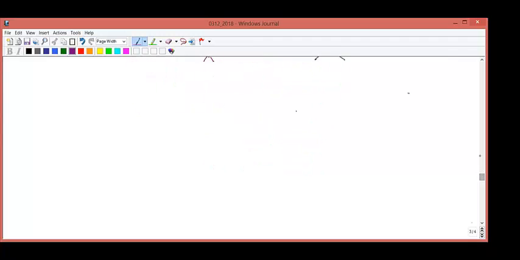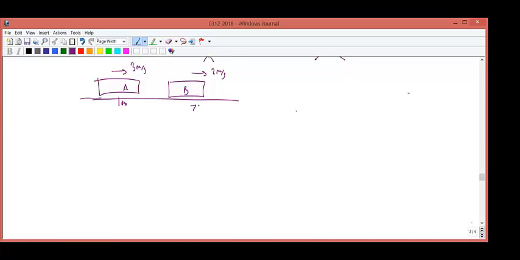We have a system with two wagons, wagon A and wagon B, and they're both going towards the right. A is going at 3 meters per second and B is going at 2. MA has a mass of 100 kilograms, and MB has a mass of 70 kilograms.